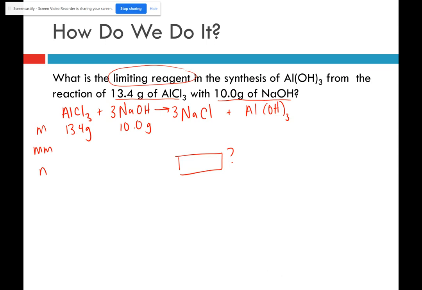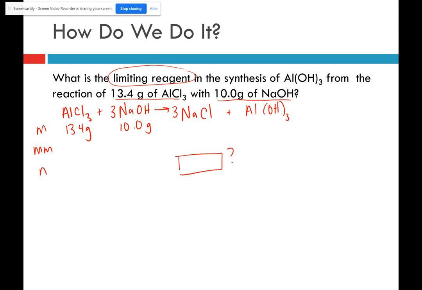Just like in the previous example, we said what's going to make less hot dogs? 8 hot dog buns or 10 hot dog wieners? Well, the meat is going to make 10 hot dogs, whereas the buns are only going to make 8. So what's limiting is the lower number. So that's going to be the buns. In this case, we're going to see how much sodium chloride could aluminum chloride make, and how much sodium chloride could sodium hydroxide make. Whatever can make less is going to be our limiting reagent.